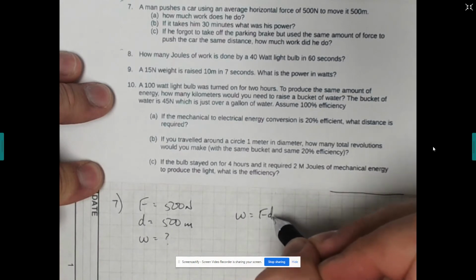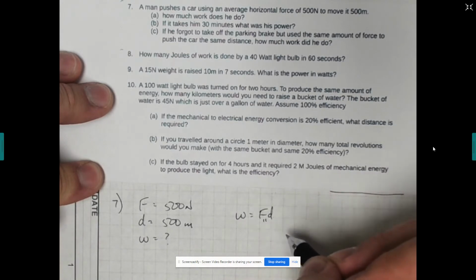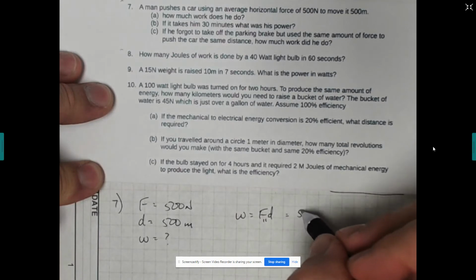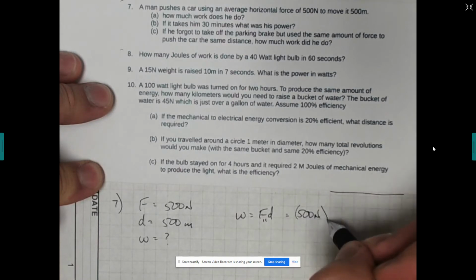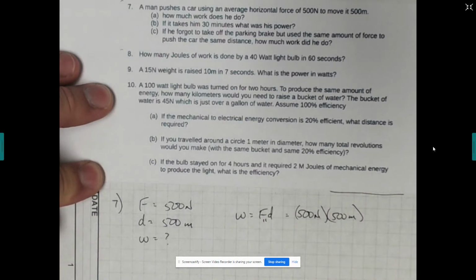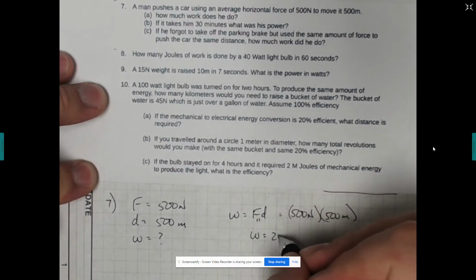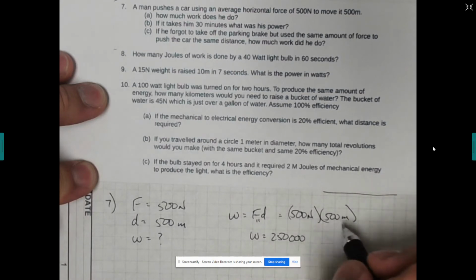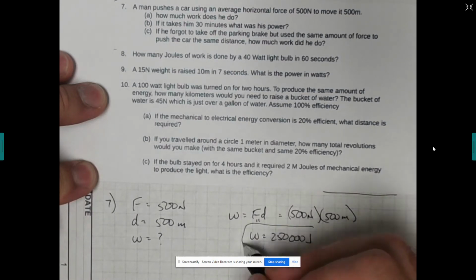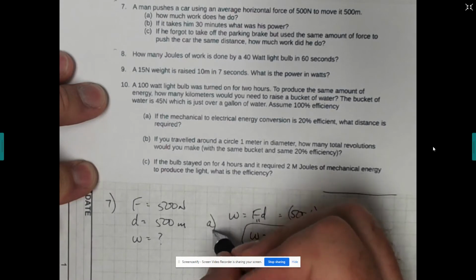Work is force times distance. We're going to assume the force is parallel. So that's just 500 newtons times 500 meters. 500 times 500, and we end up with 250,000. And newtons times meters just ends up as joules. So that was part A.